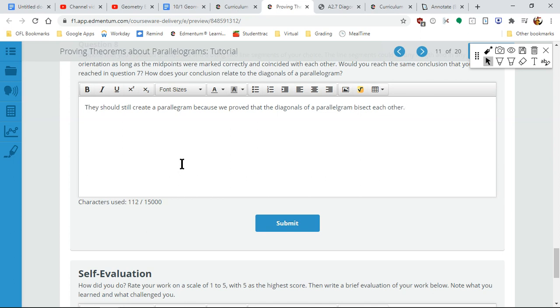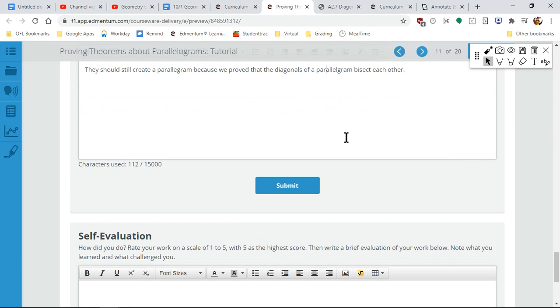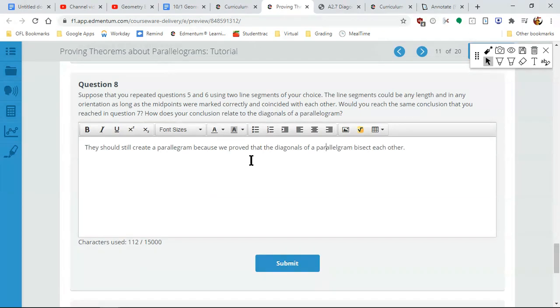Even here, I used a little too complicated language, but it's basically the lines cross each other at the midpoint. That's why I'm saying bisect, so it's specific on what I'm talking about. The term diagonals just means the lines crossing it. So you can even say things like the lines going from corner to corner cut each other in half, something like that. All I'm really saying is that they still make a parallelogram.